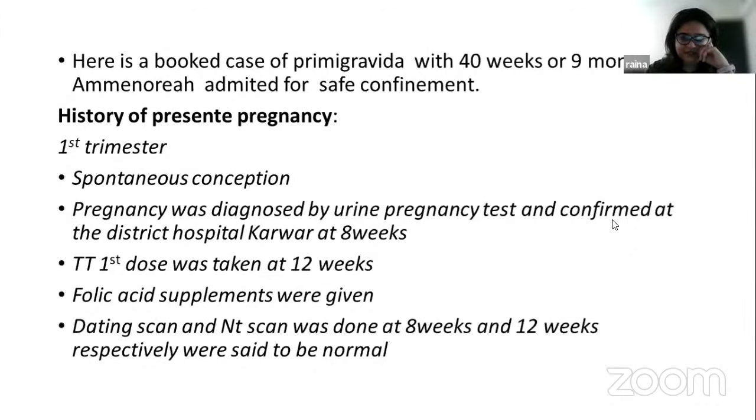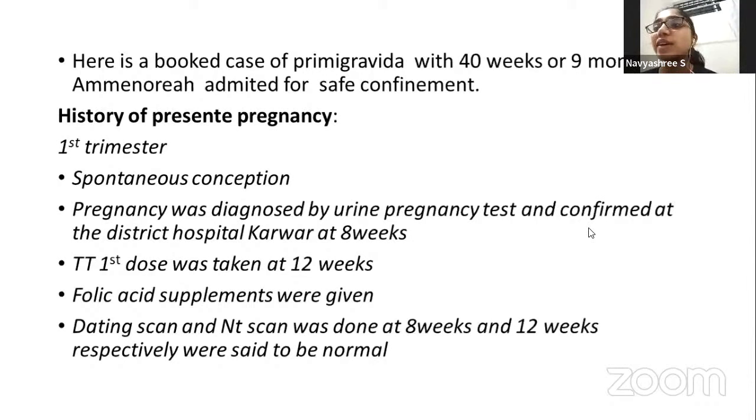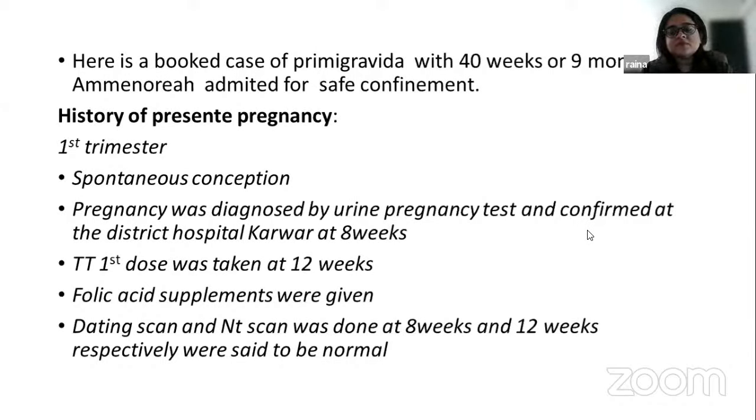How do we see the expected date of delivery from a scan at 8 weeks? What do we see on the ultrasound at 8 weeks? There will be a ring formation and also the fetal heart sounds will be visible. Okay, but how do we do the dating then? When we do a scan at 8 weeks, we will see the fetus, the fetal pole, and we will see the cardiac activity also.